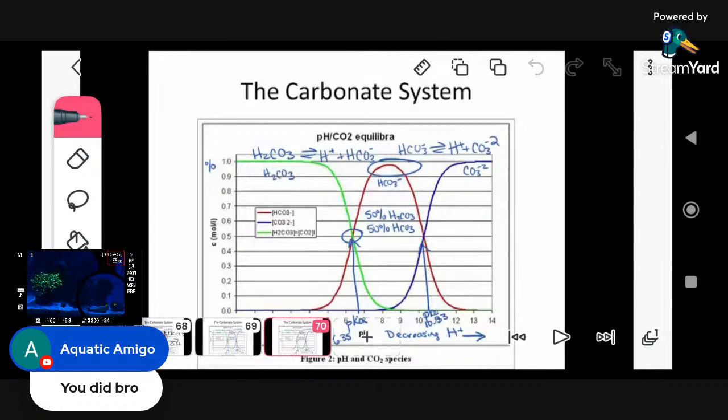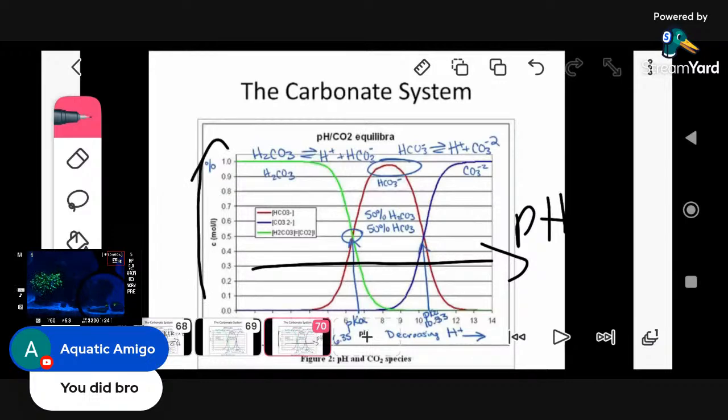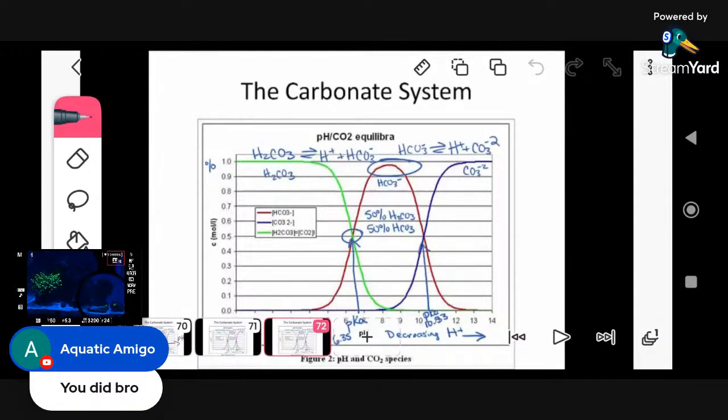According to the chart, all right. So, a quick recap. In the chart, the pH is going up. This is the pH scale going up. And then on this one is the concentration of carbonate, CO3, in the system. Or alkalinity in the system, but let's just say carbonate. All right, that's what it's talking about.